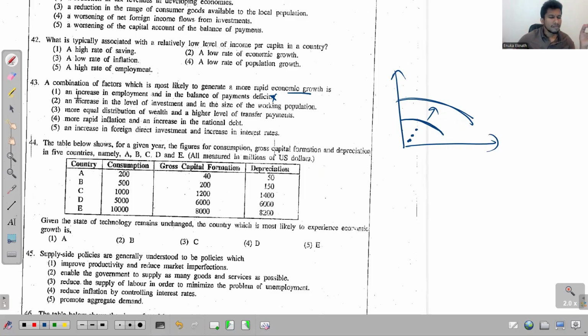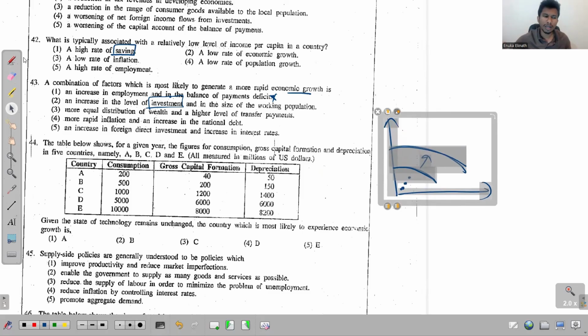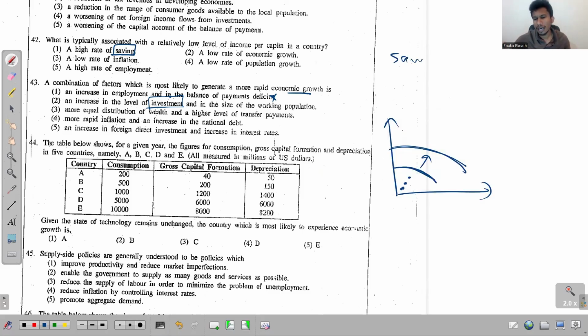Look at the second one now. An increase in the level of investment. As I mentioned earlier, savings we recognize as the source of investment, and when the level of investment increases, the amount of capital resources gets increased. We talked about that relationship among the three in the early days. So having higher savings will make investments, and when investments happen, what happens to the amount of capital resources?